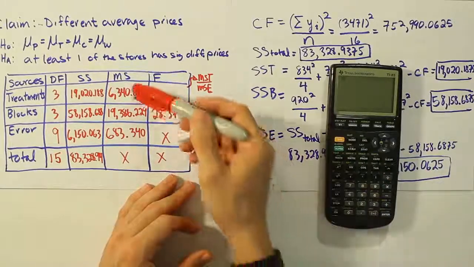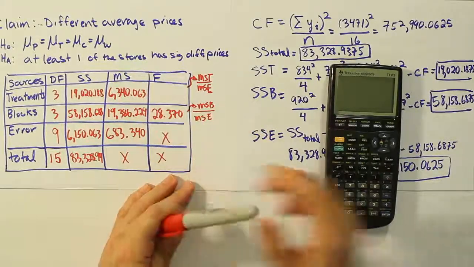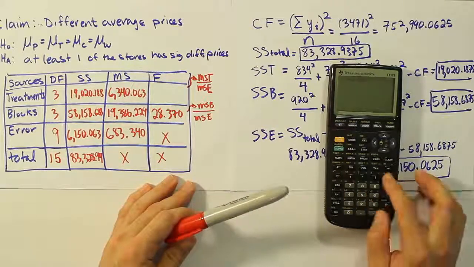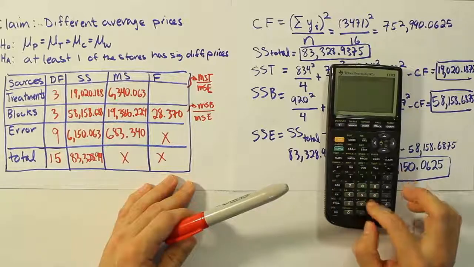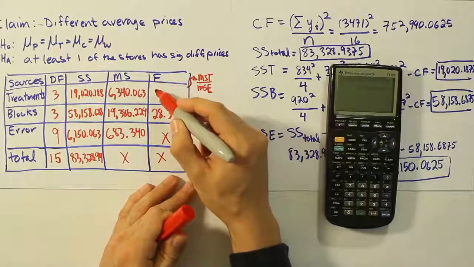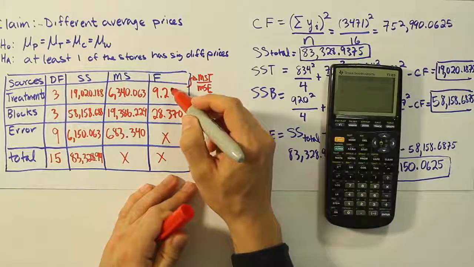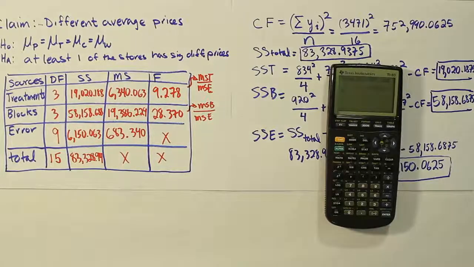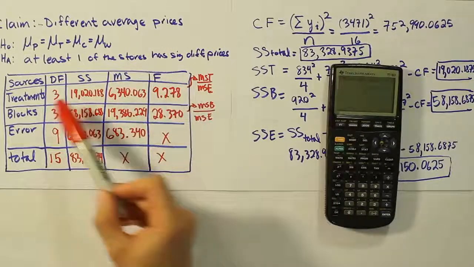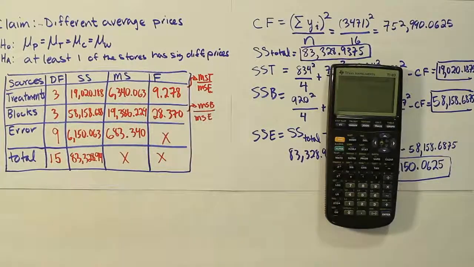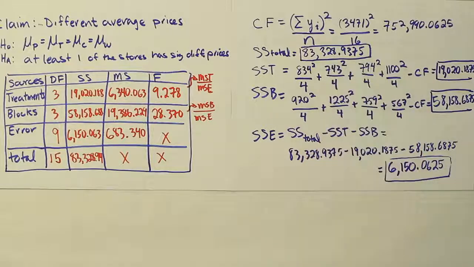Now let's talk about this guy. So error into the treatments is going to give us 6,340.063 divided by 683.340. And when we're done with that, we get the answer 9.278. So let's compare that test statistic for the treatments, which is for the grocery stores, against a critical value. So we're going to go to our table and determine that. So before we do that, let's go ahead and set up the critical region.